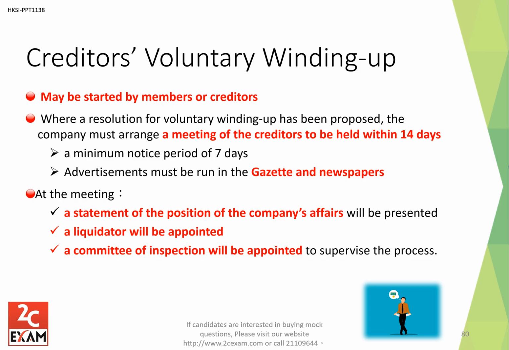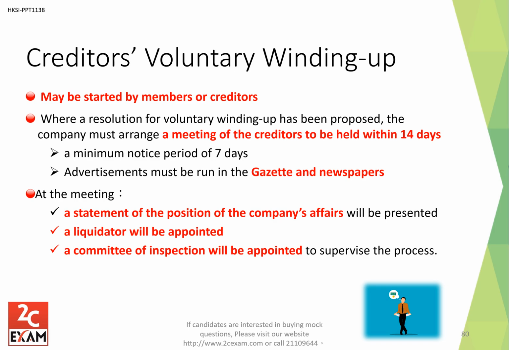Remember, any voluntary liquidation that does not meet the conditions of members' voluntary winding up falls under creditors' voluntary winding up. Once the company resolves to voluntarily liquidate and dissolve, the company must arrange a creditors' meeting within 14 days, with at least a 7-day notice period, and importantly, advertisements must be run in the Gazette and newspapers. Who should be notified? The creditors, that is, the debt holders, are invited to the meeting.